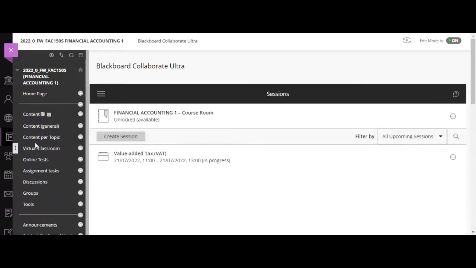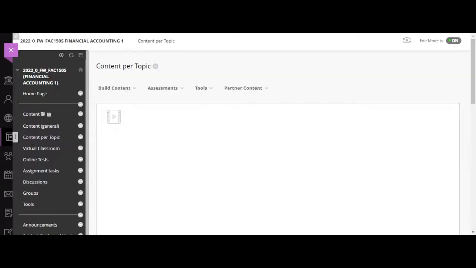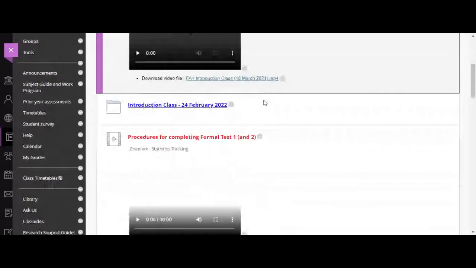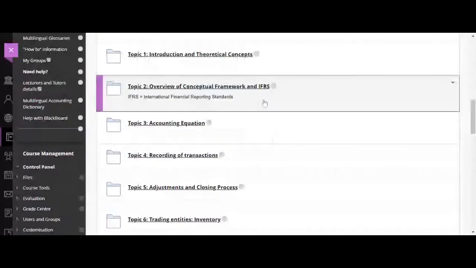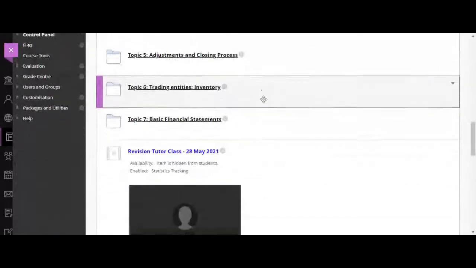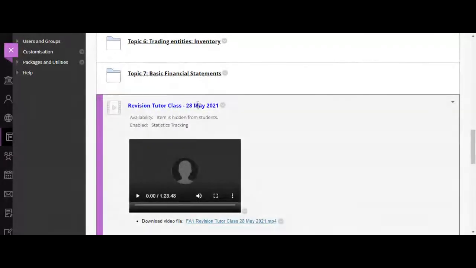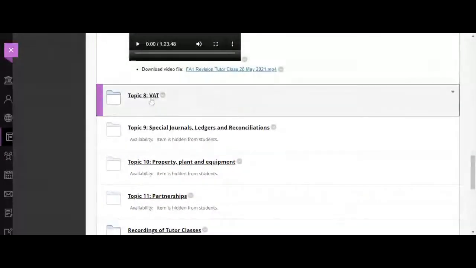So what I just want to point out here, ladies and gentlemen, as you know, our main working area is the content per topic. So if we scroll down, we've already done topics 1, 2, 3, 4, recording of transactions. Where we are now, we finished basic financial statements. There was a revision tutor class. So here we are now at topic 8, which is value added tax, right? So that folder is already available.